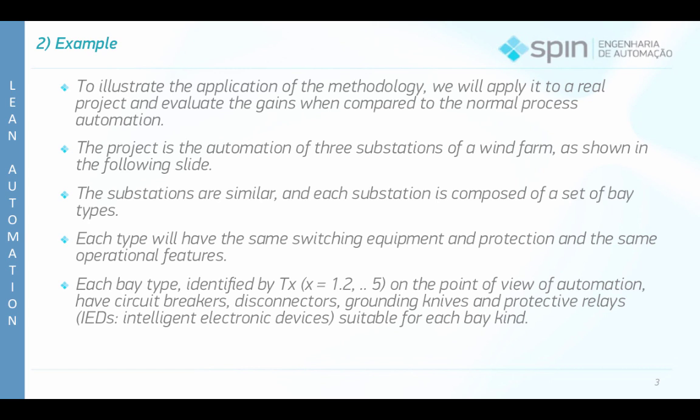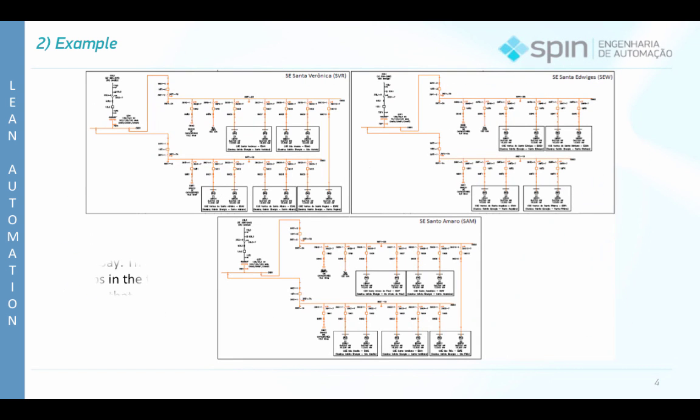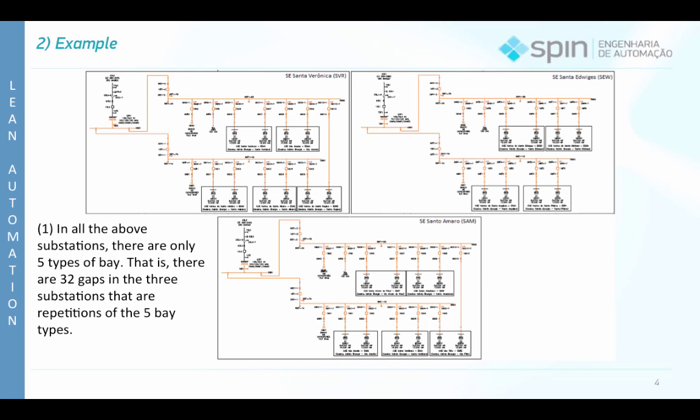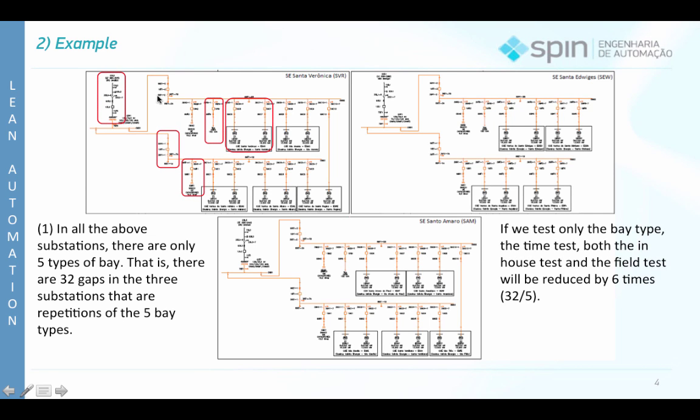We will automate 3 substations of a wind farm. The substations are similar and consist of a set of similar bay types, also with suitable elements each. Let's identify them by the name TX. These are the diagrams of the 3 substations. Each substation bay type 1 is marked in red. This, for example, is a line bay that collects what's being generated and sends it to the transmitting substation.